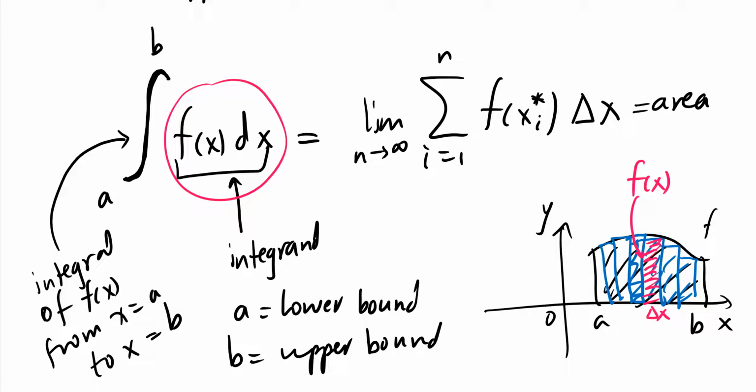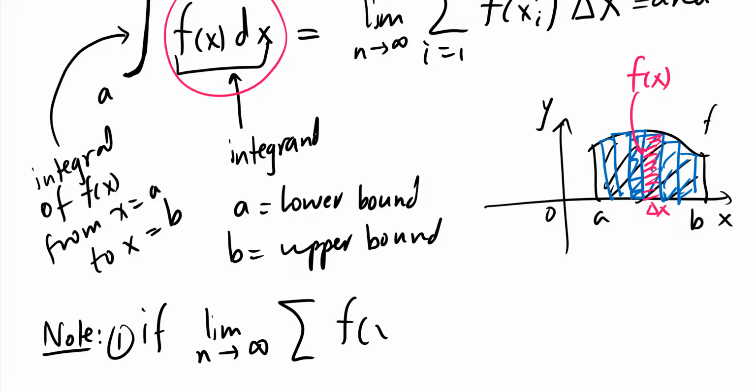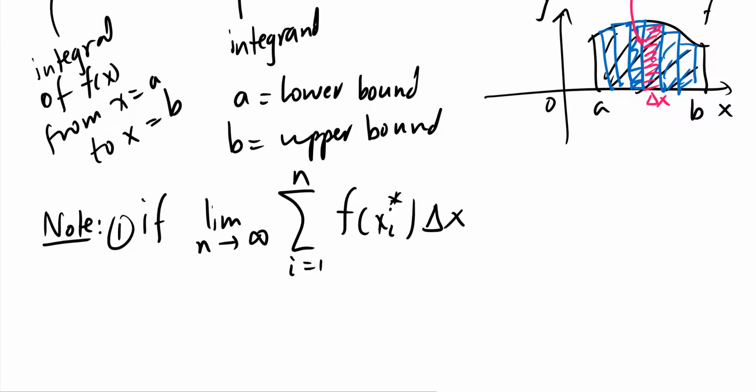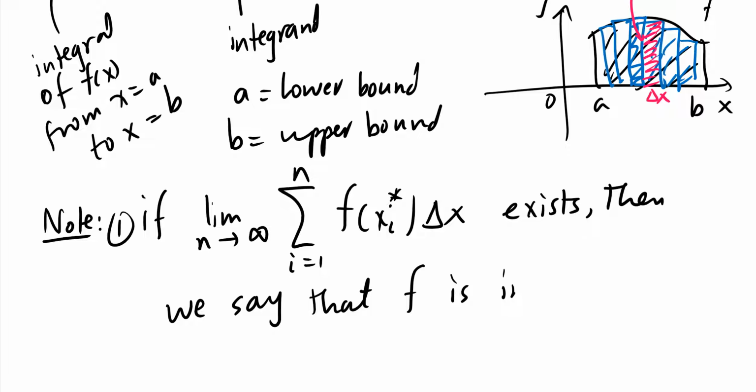So let's add notes to this. First thing, if the limit as n goes to infinity of the sum of f of x_i star delta x, i goes from 1 to n, if this limit exists, then we say that f is integrable on the interval a b. Integrable means we can find its integral, and we will learn how to do that.